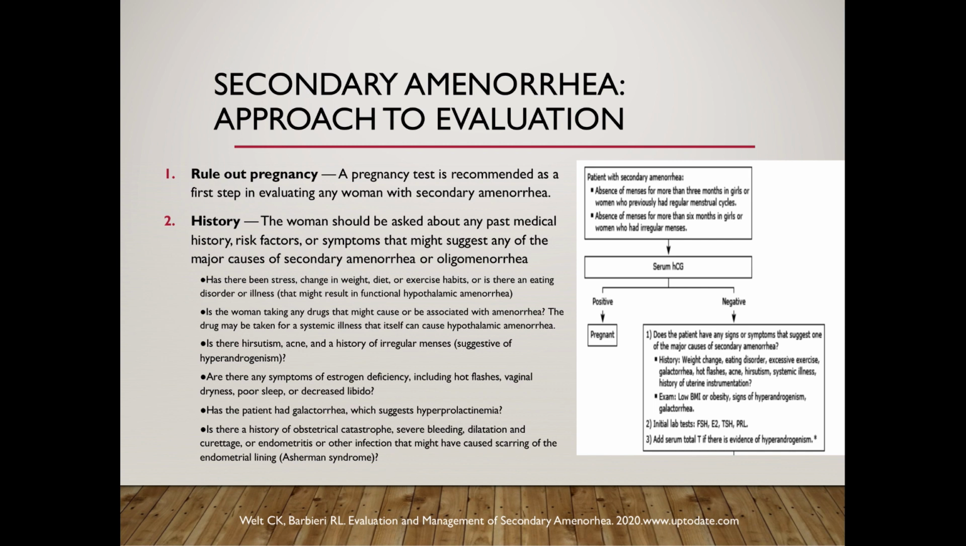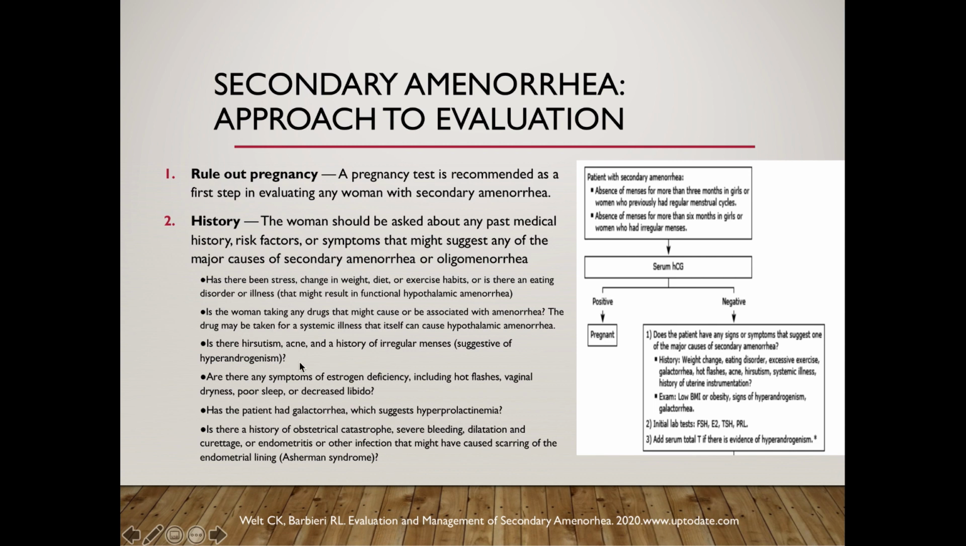And of course, foremost for this will be a thorough history and physical exam. So for the history, the woman should be asked about any past medical history, risk factors, or symptoms that might suggest any of the major causes of secondary amenorrhea. Now you ask her, has there been any stress, change in weight, diet, or exercise habits, or is there any eating disorder? Also ask the patient, is she taking any drugs that might cause or be associated with amenorrhea?